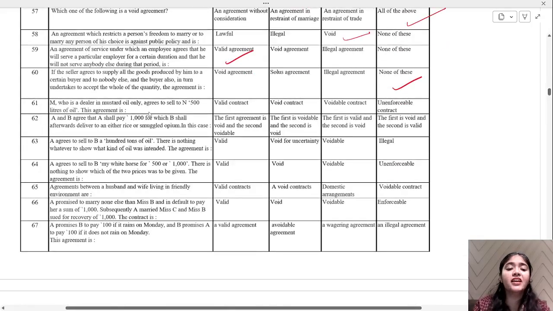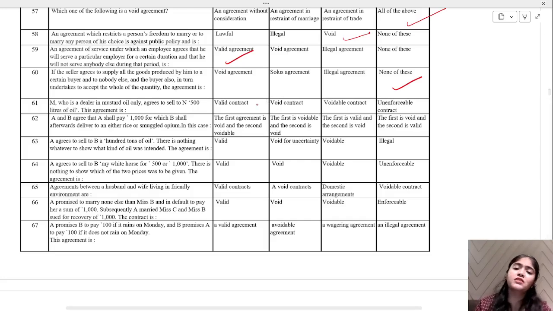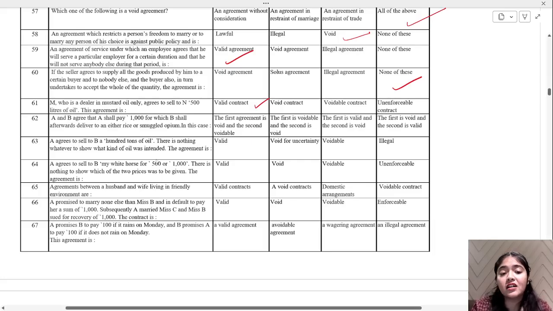M, who is a dealer in mustard oil only, agrees to sell N 500 liters of oil. This agreement is valid, void, voidable, contract, or unenforceable. That's a valid one. There's no issue in this. A and B agree that A shall pay 1,000 for which B shall afterwards deliver to A either rice or smuggled opium. In this case, the first agreement is void and second is voidable. First is voidable, second is void. First is valid, second is void. First is void and the second is valid. What do you think?